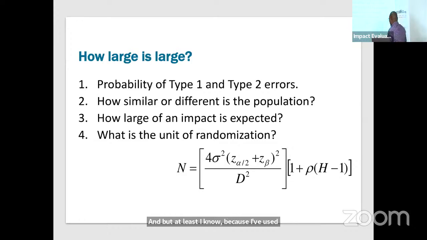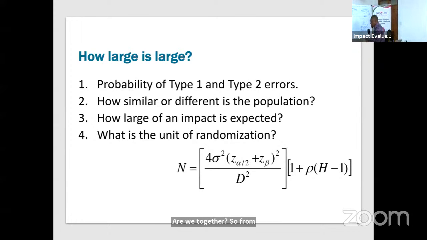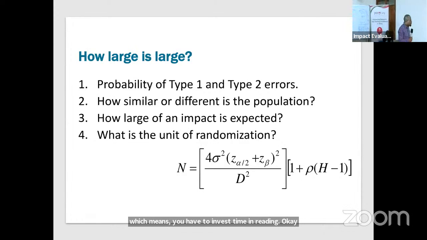So these 4 questions determine how large your sample is. Are we together? So from today, if someone says, I'm writing my master's thesis and I think my sample will be 100, if I'm your supervisor, I'll look at you and say, did you drink tea today? I would expect you to come with some logical thinking, which means you have to invest time in reading. So here we'll talk about N.